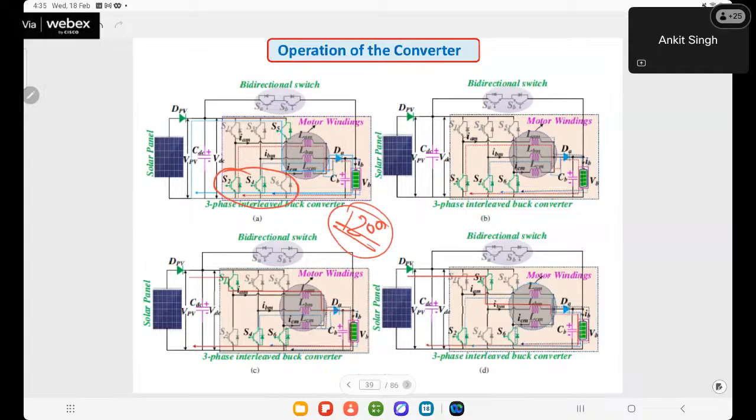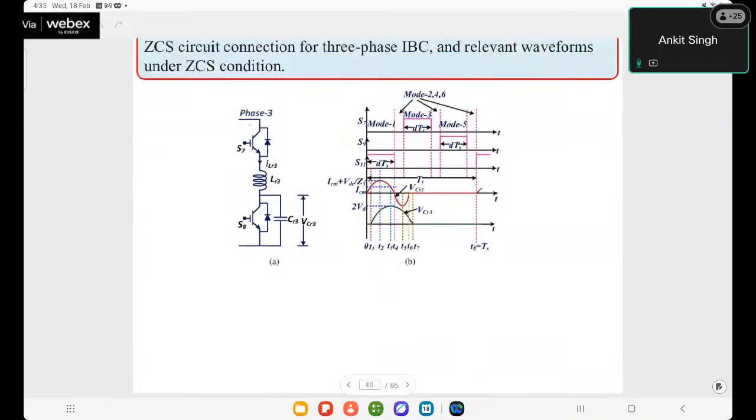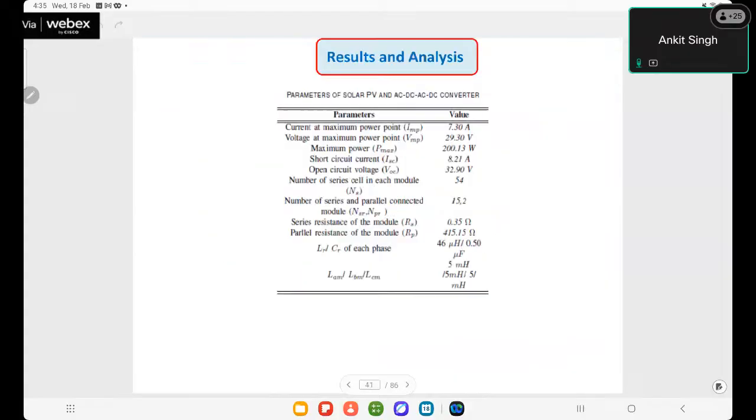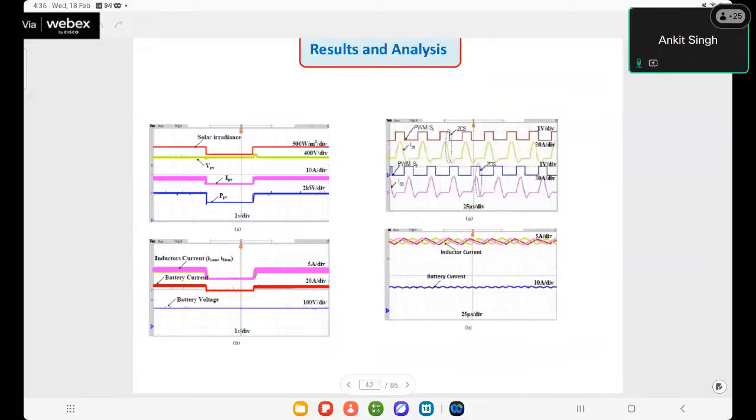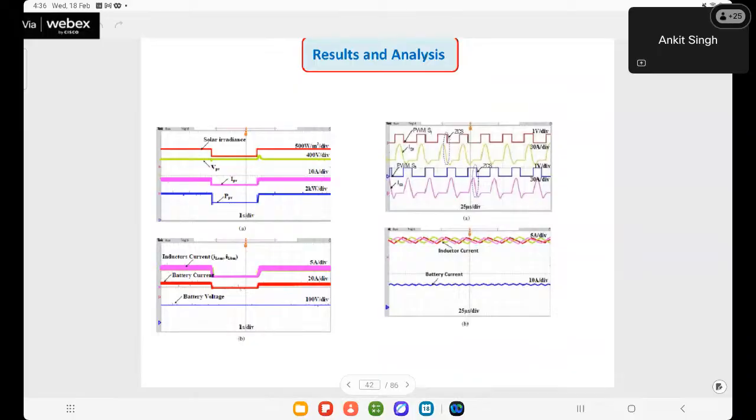So zero current switching is also implemented in this particular converter. This is the ZCS arrangement, and we will see the ZCS operation in the result section. In the results, we can see the solar irradiance is varied, and here the ZCS operation has been shown.